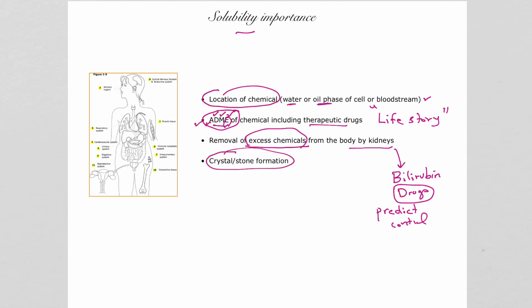Crystal stone formation, another important medical application of solubility. Let's use, say, two examples. The disease gout. Uric acid. Uric acid is one of the chemicals produced from metabolism, from the breakdown of excess nucleotides. Uric acid is formed in cells and transported into the bloodstream and eventually excreted into the urine.